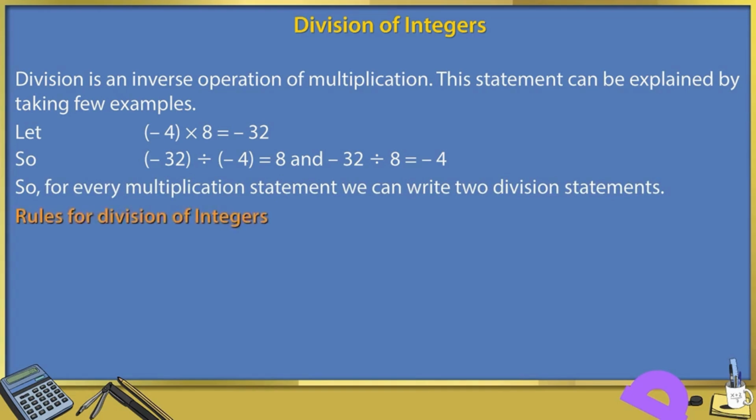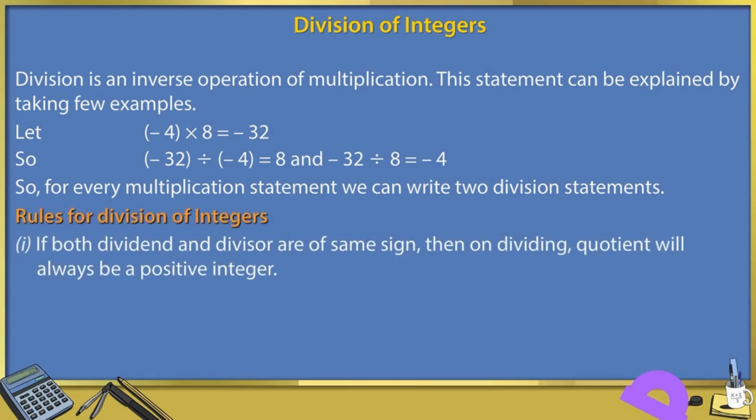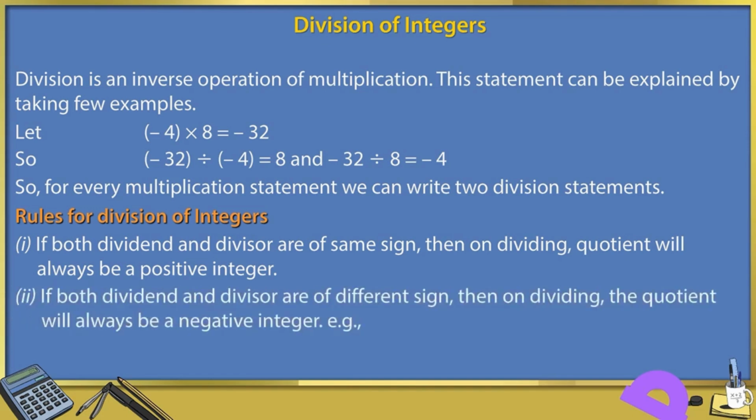Rules for division of integers. 1. If both dividend and divisor are of the same sign, then on dividing, the quotient will always be a positive integer. 2. If both dividend and divisor are of different sign, then on dividing, the quotient will always be a negative integer. Example. Divide A. 140 by (−20).